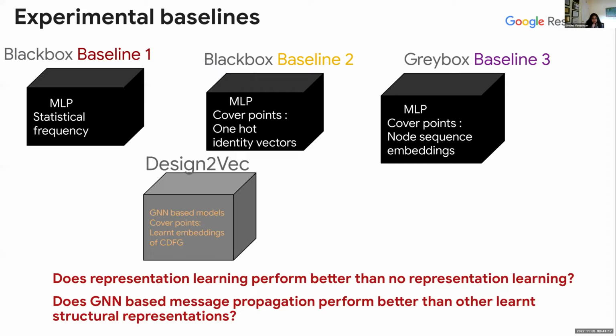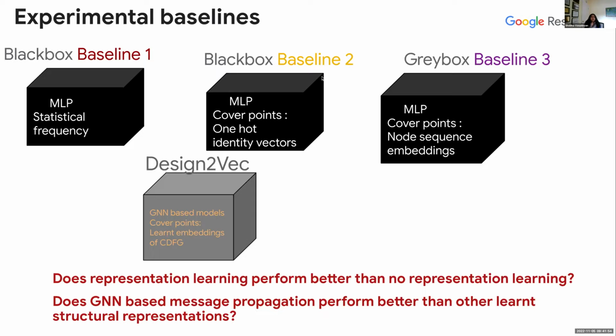The second question is, does GNN-based message propagation perform better than other learned structural representations? This is more of an ML question, which is that do you really need to use a graph neural network? Or can you just use other structural representations which are learning a lot about the structure of the code? So our third baseline is something which actually learned a lot of different structure but didn't use a GNN.